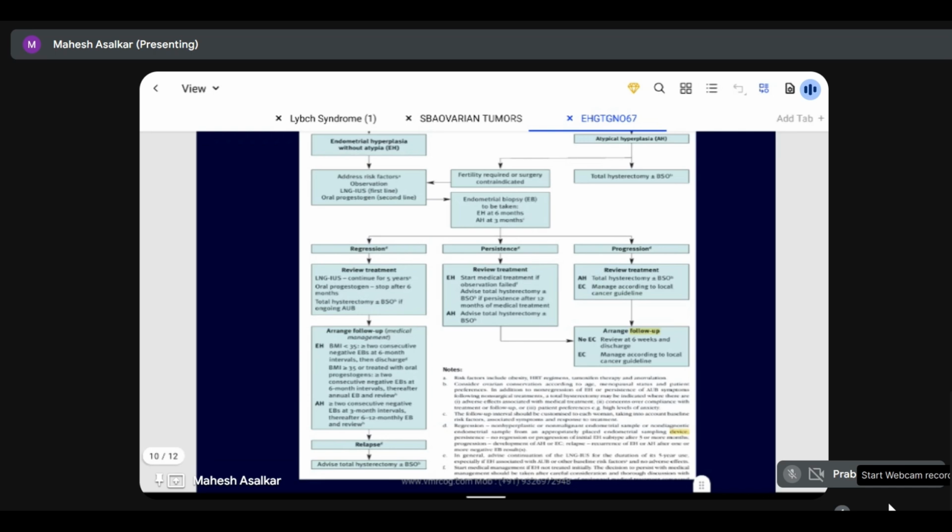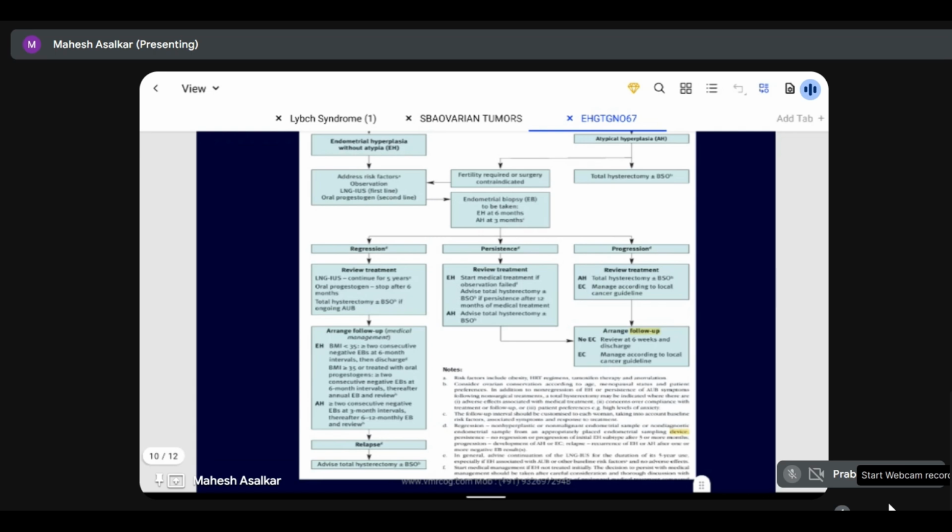If there is endometrial carcinoma, then we have to manage as per the protocol. If there is a progression, no doubt you have to go ahead with the TH plus minus BSO. If there is a persistence, in that particular case, you have to analyze whether the progesterone was given or not. If the progesterone was not given, give the progesterone. If the progesterone was given but failed, then she will go for TH plus minus BSO.